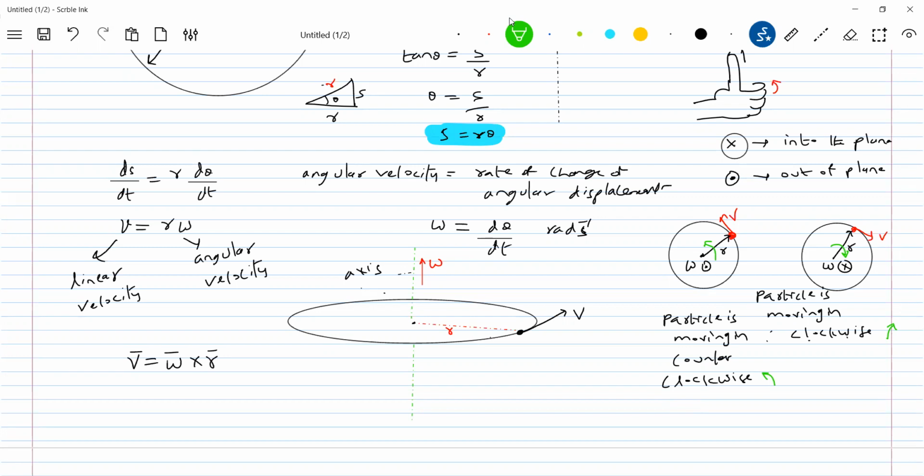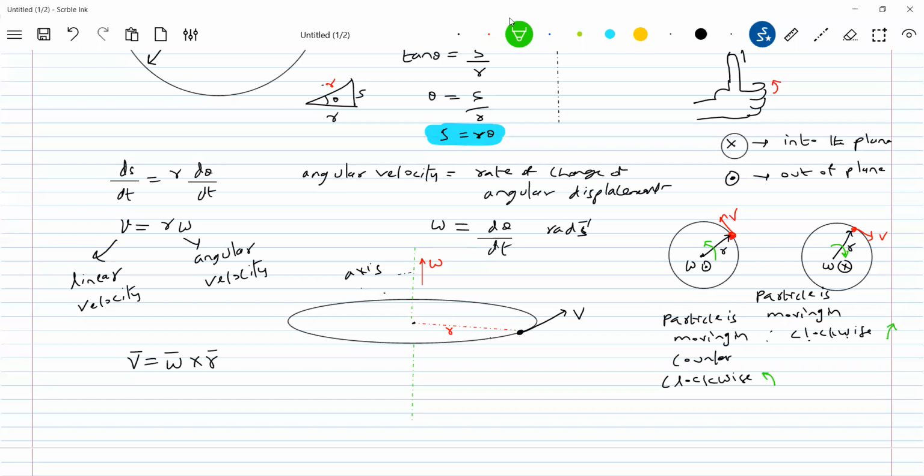You can check it here now. Or how V will be perpendicular to the plane containing omega and R. Vector cross product, if you can recollect. So the direction of V will be perpendicular to the plane containing omega and R. Your right hand, you can curl it. You can check it now. In both the cases, you can check omega, you can verify the V.